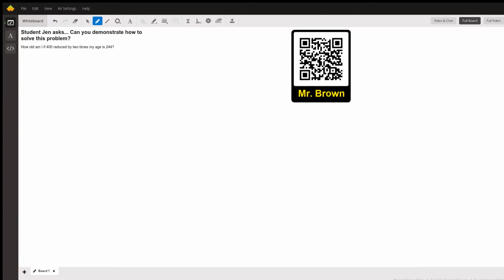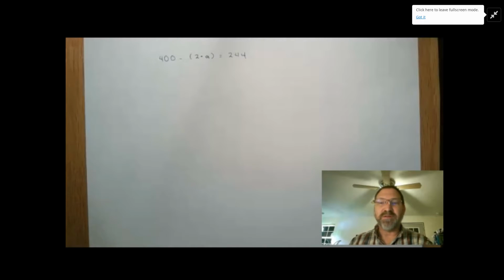Mr. Brown, can you demonstrate how to solve this problem? How old am I if 400 reduced by 2 times my age is 244? So I've gone ahead and written up the problem here on my sideboard. Let's go over to the sideboard and take a look at the problem.